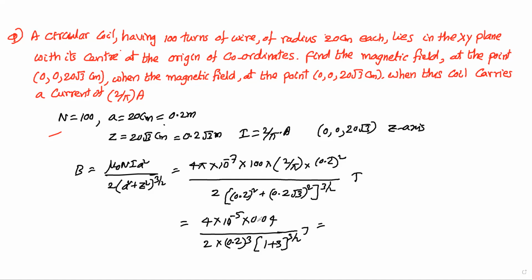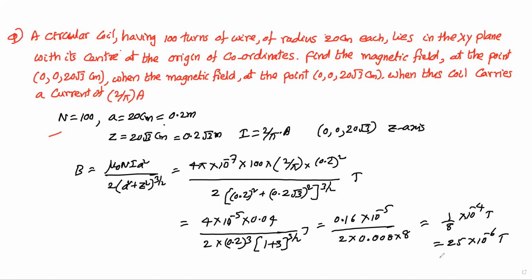So that is equal to 0.04 into 4, 0.16 into 10 to the power of minus 5 by 2 into 4 power 3 by 2, which is 2 cube, 8. 2 will be cancelled, 2 into 8 will come over here. Again, 0.008 into 8. So finally, 1 by 8 into 10 to the power of minus 4 Tesla is equal to 25 into 10 to the power of minus 6 Tesla, which is 25 micro Tesla.